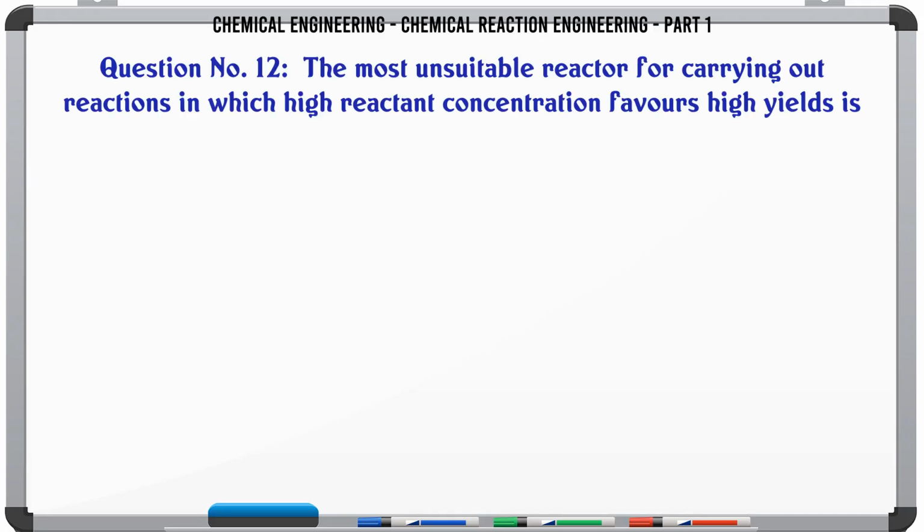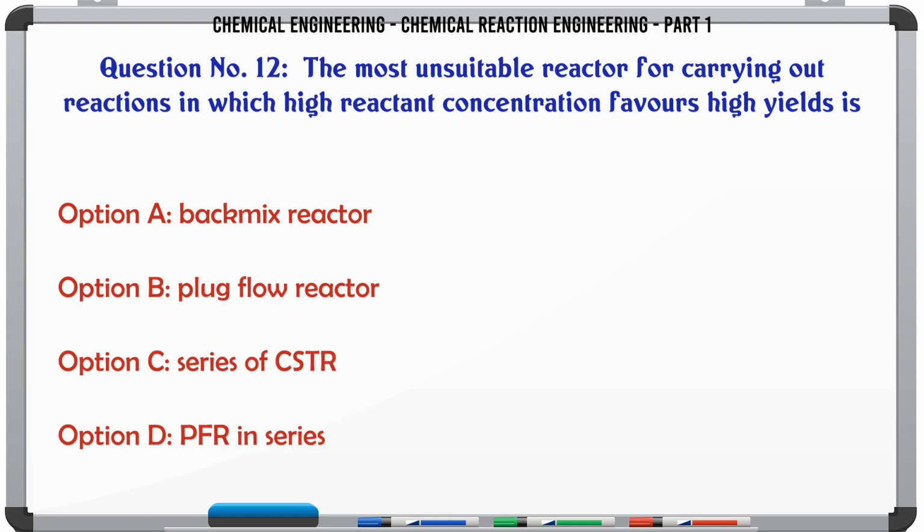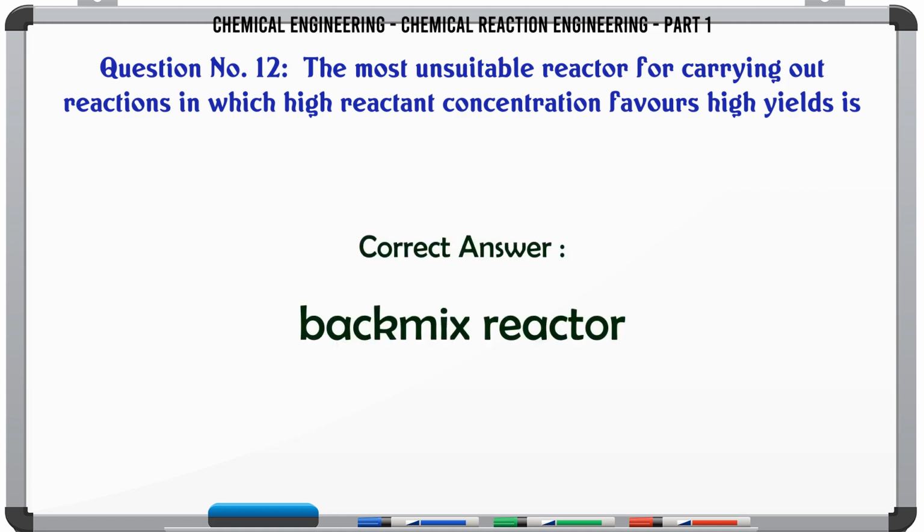The most unsuitable reactor for carrying out reactions in which high reactant concentration favors high yields is A. backmix reactor, B. plug flow reactor, C. series of CSTR, D. PFR in series. The correct answer is backmix reactor.